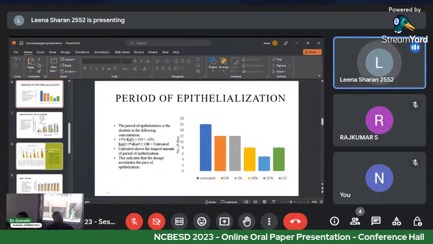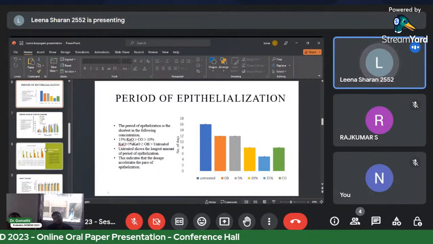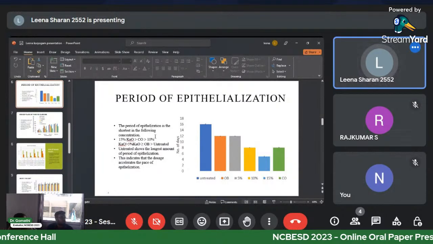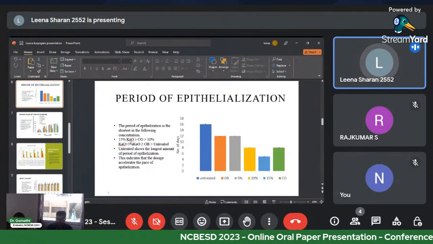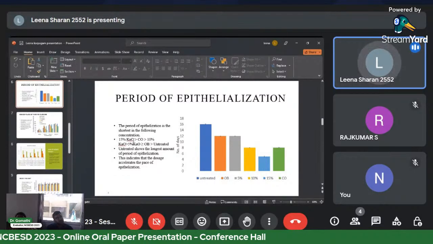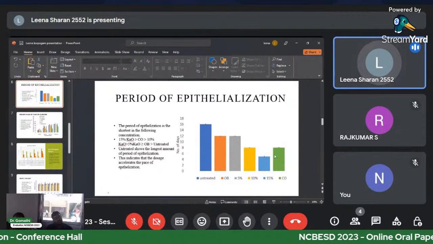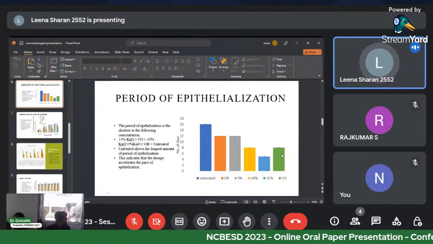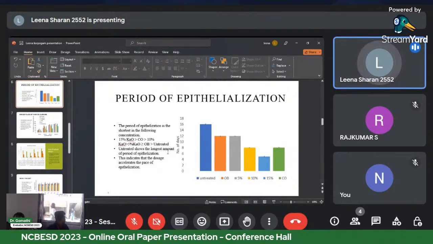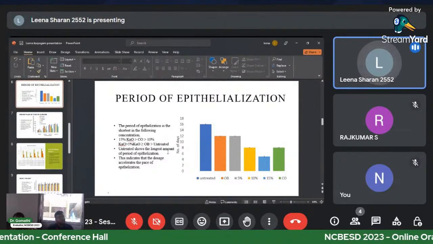The results showed better results in the ointment which had 15% Kappaphycus alvarezii extract. The period of epithelialization was in the order of 15% Kappaphycus alvarezii extract. We also compared the prepared ointment with a commercially available ointment too, and we got better results compared to the commercial ointment. The untreated group is one where we didn't apply any ointment or any treatment. That group we considered the untreated group.